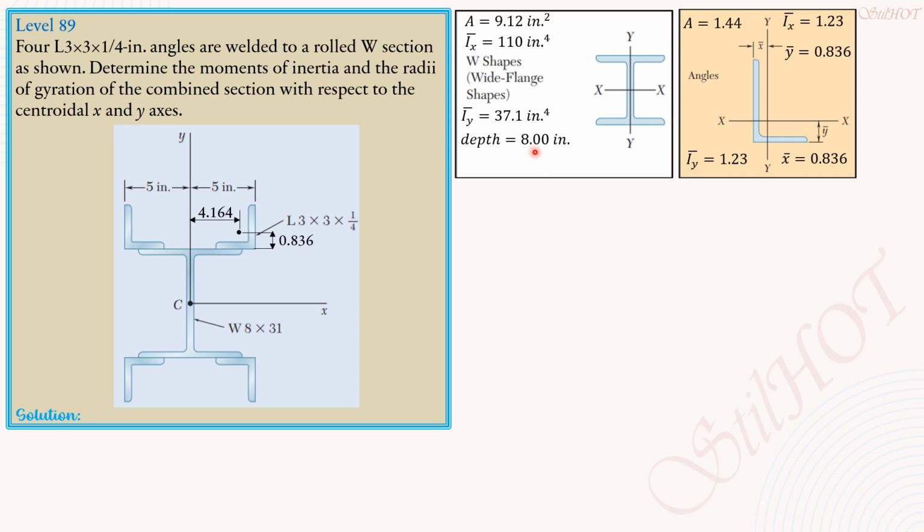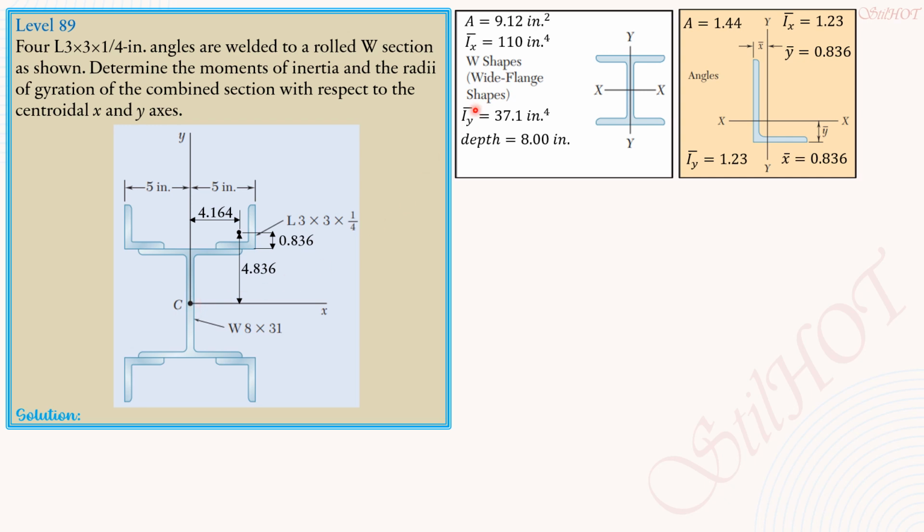Then the distance of the outer edge of the flange from the centroidal x-axis is half of the depth. Since the depth is 8 inches, that's 4 inches. So 4 inches plus 0.836, the distance of the centroid of the angle from the x-axis, is 4.836. Again, this is 4 inches, half of 8, plus 0.836, so 4.836 inches.